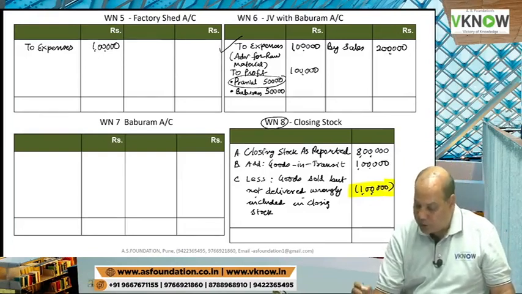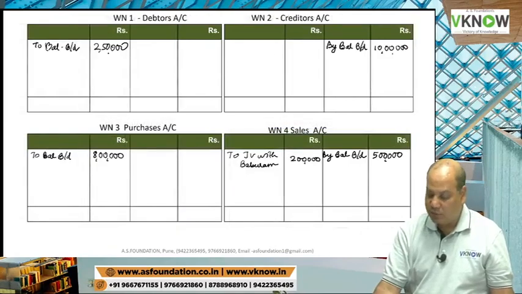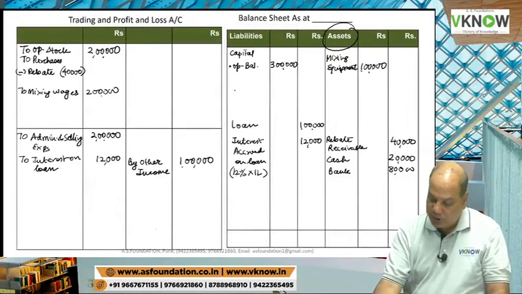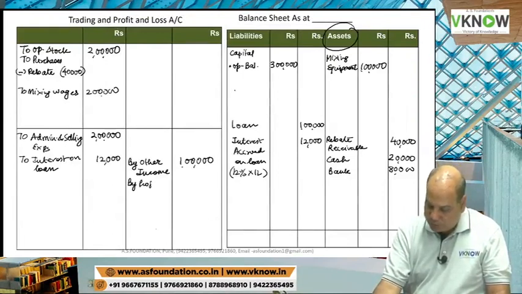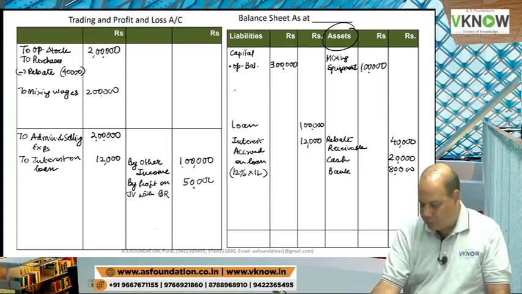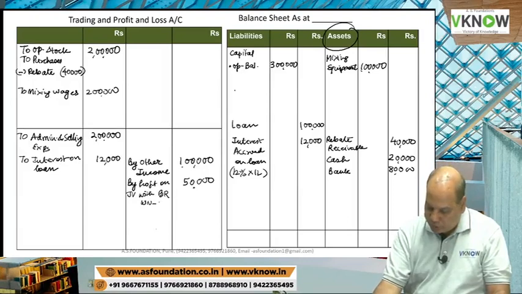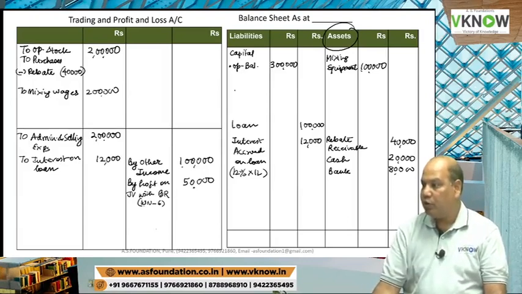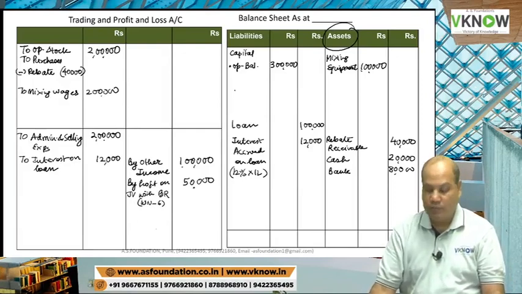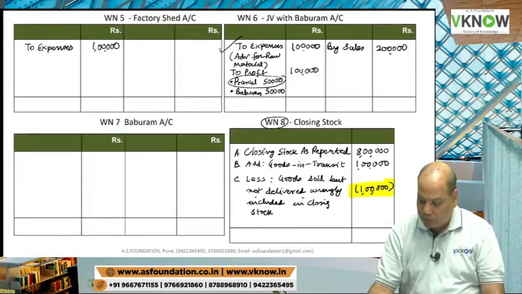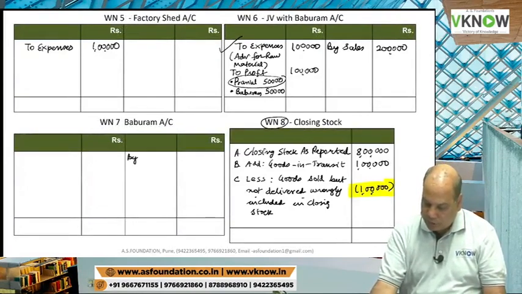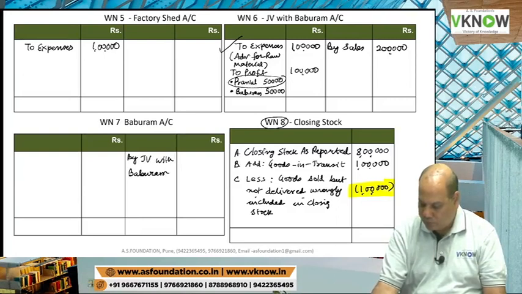Where will you transfer this Pran Lal share of 50,000? Pran Lal's share 50,000 will be transferred to the P&L account by profit on joint venture with Babu Ram 50,000. Working note number 6, by profit on joint venture with Babu Ram 50,000. And then I will go to Babu Ram account, credit side, working note 7, by joint venture with Babu Ram 50,000. This is his share of profit.